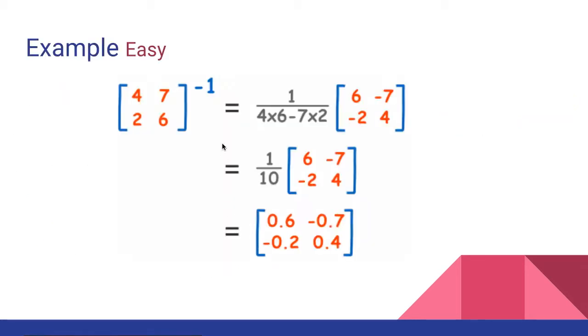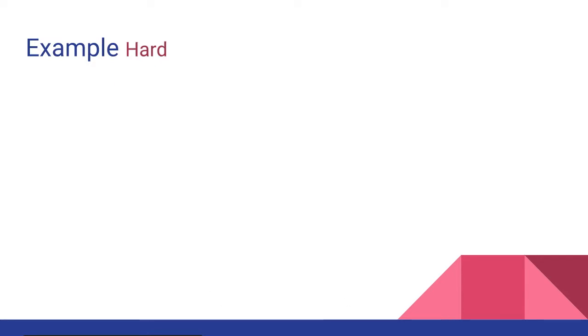And then here's an easy problem. You do 4 times 6 minus 7 times 2, and that's all under 1, and you get this, and you multiply it by 1/10, which gets you the decimals, and there's the answer. And then a harder problem would be a longer one, which is 9 times 2, and you would have to write it matrixly, sorry.